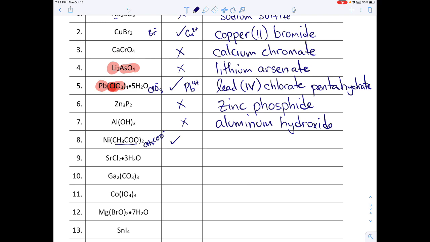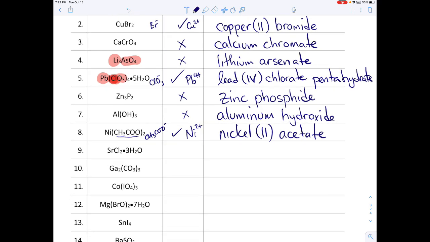So its charge is 1 minus, and there are 2 of those bonded to the nickel. So if you've got 2 negatives bonded to the nickel, its charge must be 2 positive. So this is nickel in brackets Roman numeral 2 to say that its charge is 2 positive, and then acetate, unless your teacher wants you to say ethanoate.